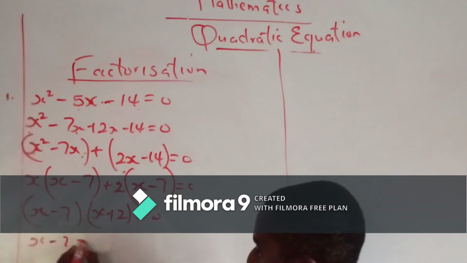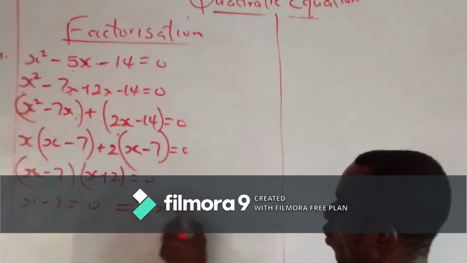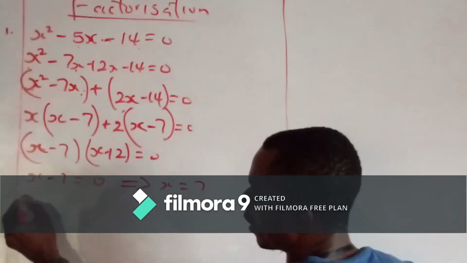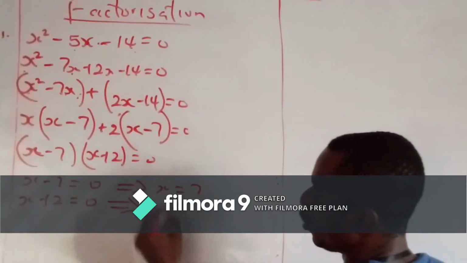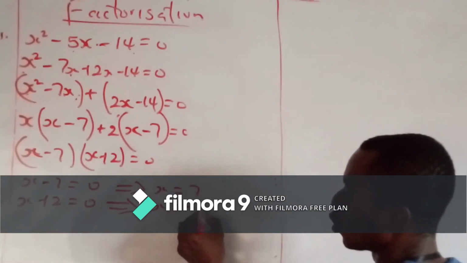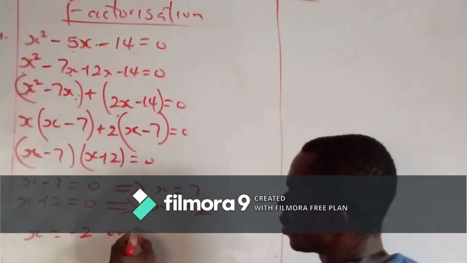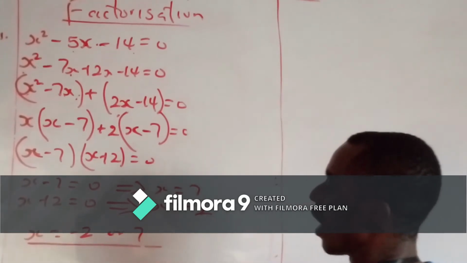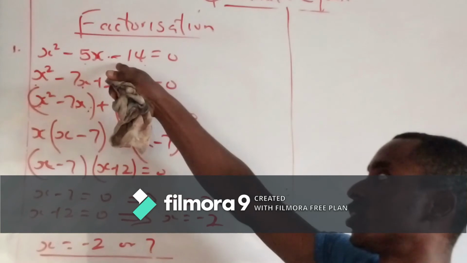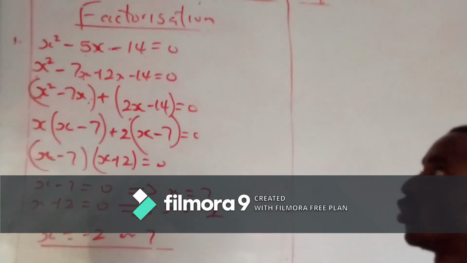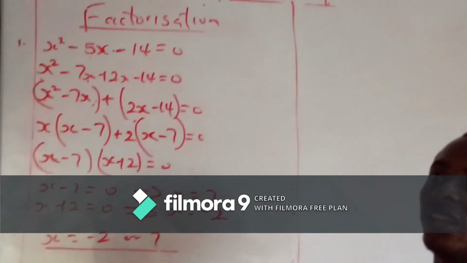x minus 7 equals 0 implies that we bring this 7 here, it becomes x equals 7. Now pick the other bracket, x plus 2 equals 0, implies that we bring this 2 here, it becomes minus 2. Then we have x equals minus 2 or 7. These values are called the roots of this quadratic equation. Now, if you look at this quadratic equation, the roots are not the same.